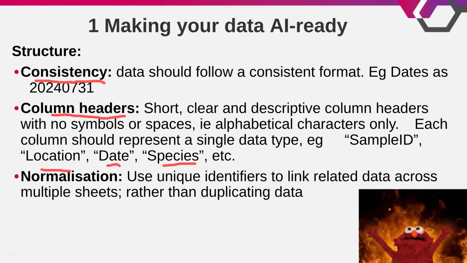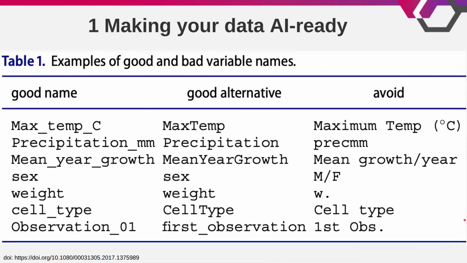If you don't do this and are inconsistent, you have different column headers and don't normalize the data. I don't know what you're trying to do, but it's basically sabotaging your own project. So what's a good name? Max temperature C is a good name because you can get the meaning from it. Whereas this one, where it's all spelled out with spaces, symbols and brackets, is not a good example.